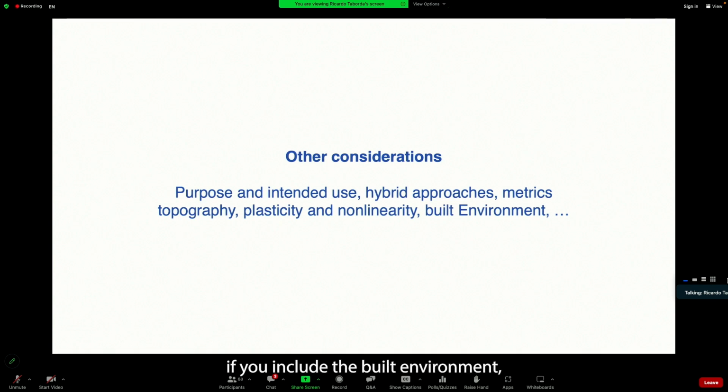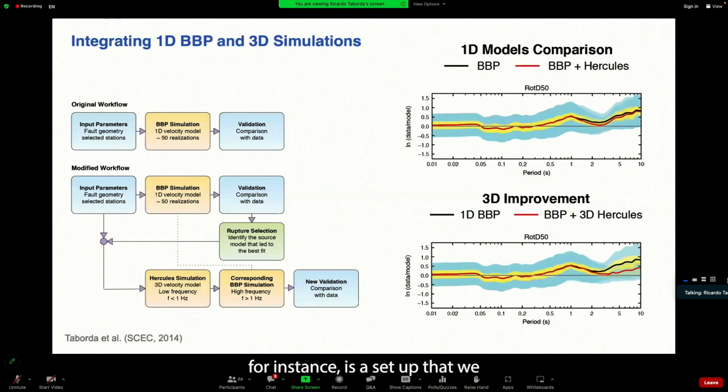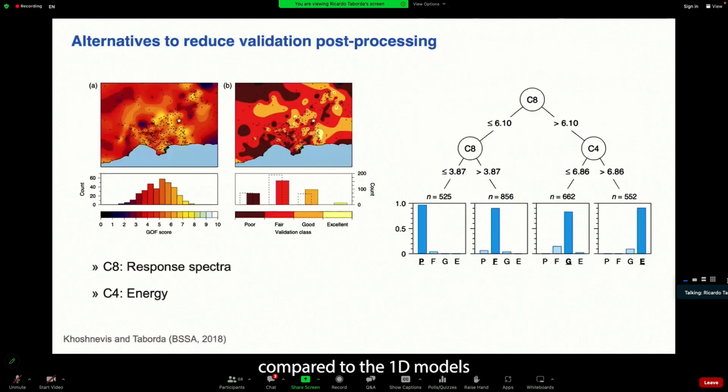And then at last, if you include the built environment, connecting to what Dave was mentioning at the opening of the workshop, thinking of tomorrow and the future. So here, for instance, is a setup that we did a couple of years ago in terms of comparing different models in terms of the velocity model, the structural model of the simulation, and how much it is influenced by the fact of combining the deterministic models with the probabilistic models, and how much they affected the validation on the range of the longer periods, low frequency, when you include the 3D models compared to the 1D models.